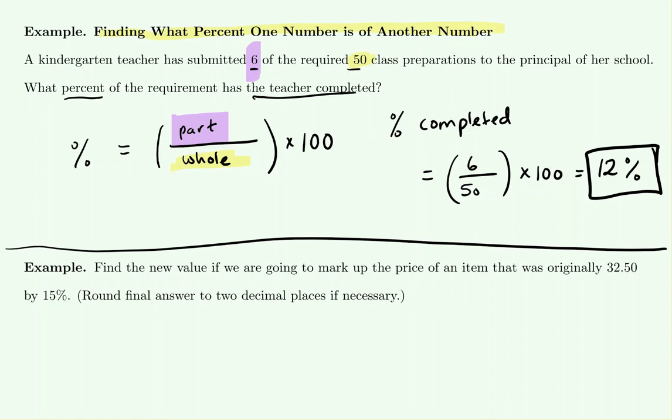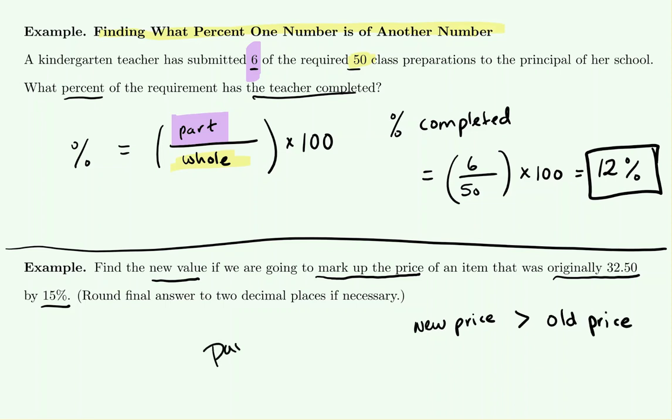In our next example, we're asked to find the new value if we're going to mark up the price of an item that was originally at this price, and we want to increase the price by 15%. Now, just some context as we're reading this, when we hear the phrase mark up, we should expect our new price to be greater than the old price because we're marking it up, not marking it down.